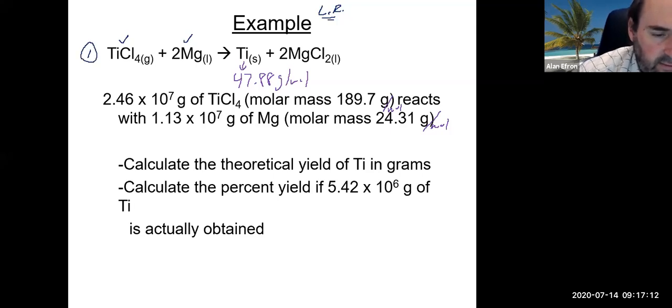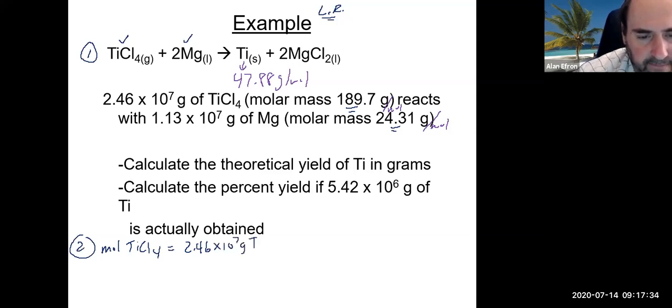The next thing we want to do is convert everybody into moles. They were nice enough to give us the molar mass. If they didn't, we would need to go to the periodic table to do that. So to get the moles of the TiCl4, we would take our 2.46 times 10 to the 7 grams. Again, use the molar mass that they gave us, and we would get from the periodic table if they didn't give it to us. And that gives us 1.3 times 10 to the 5 moles.